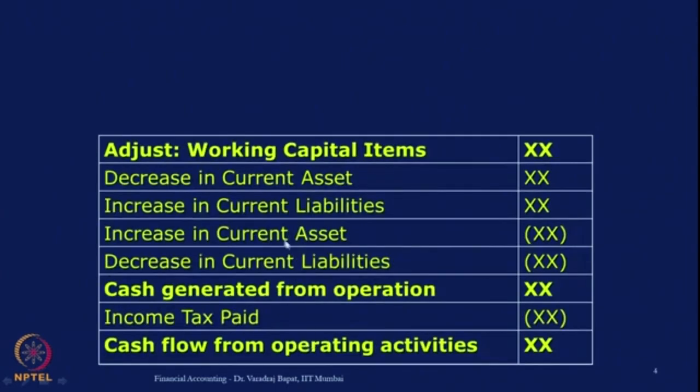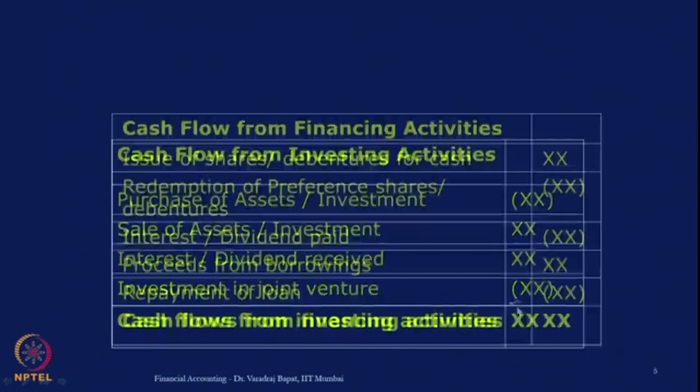You get funds from operations, then adjust for working capital items. So, any decrease in current asset or increase in current liability is added. And the reverse, that is, an increase in current assets. See, cash is also a current asset, so it is in competition with other current assets. If other current assets go up, the cash falls. That's why an increase in current asset is reduced. If there is a decrease in current liability, then the cash falls. So, cash and current liabilities go together. Any increase in current liability, you can see here, is leading to an increase in cash, and a decrease in current liability reduces our cash. Now, these items will be adjusted and you get cash generated from operations.